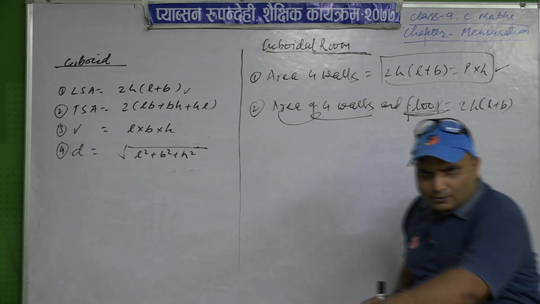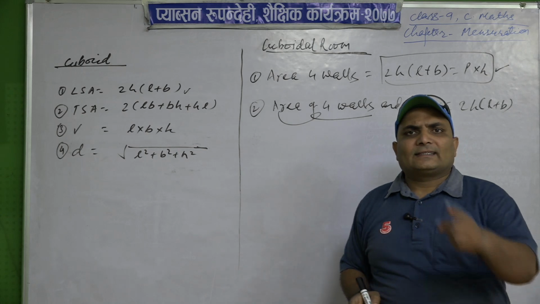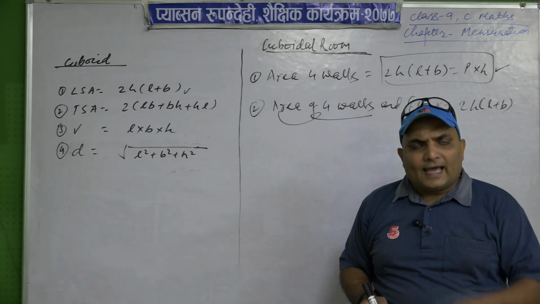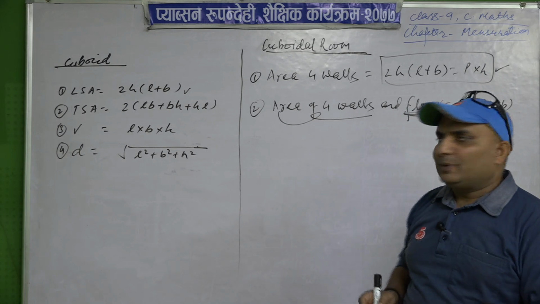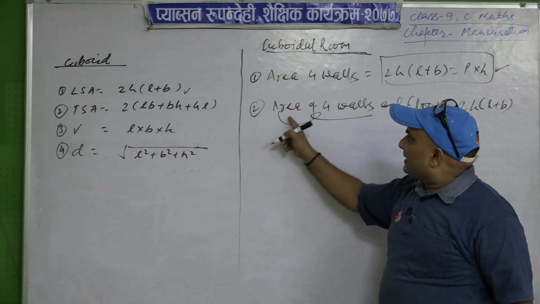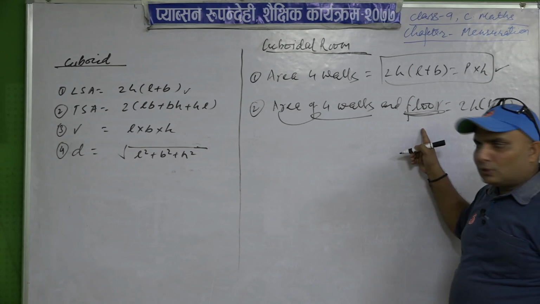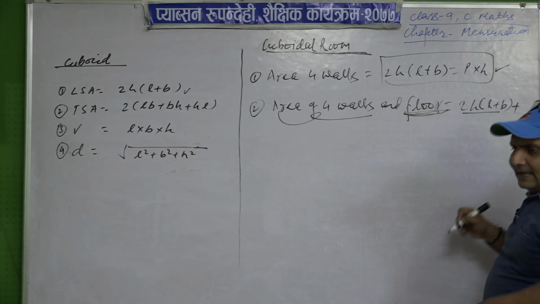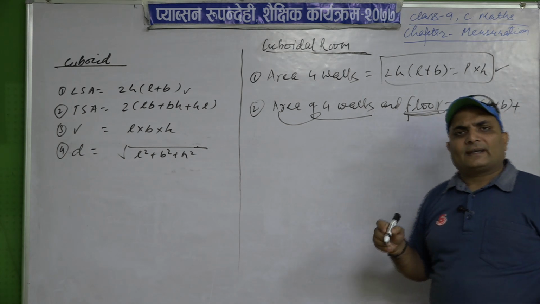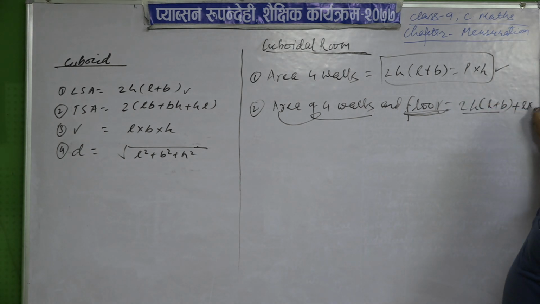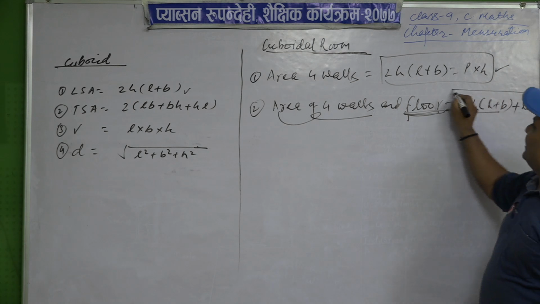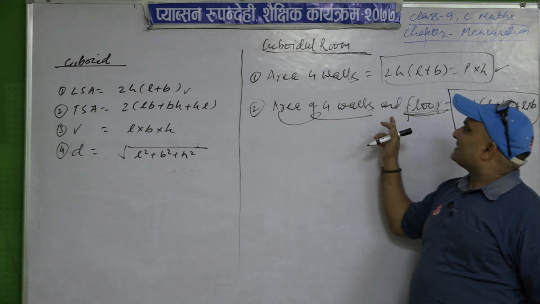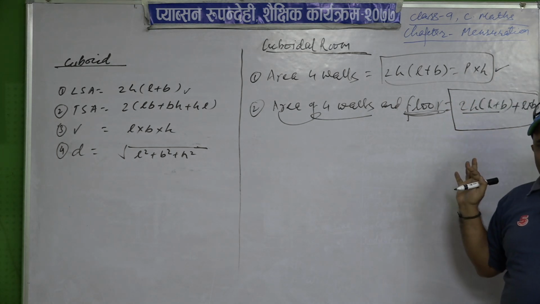Your floor is also like a rectangle. So the area of the floor is the area of a rectangle, and the area of a rectangle is L into B. So to find the area of four walls and floor, you add the area of four walls and the area of the floor, that is L into B. This will be the formula for the area of four walls and floor.